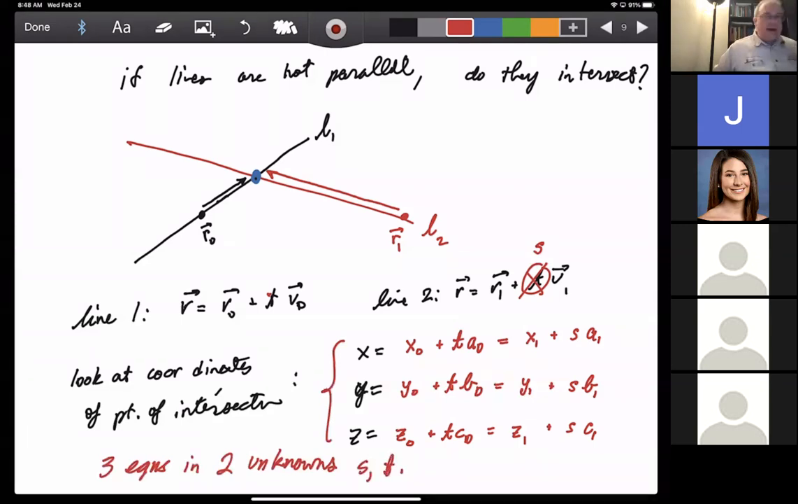Okay, so if that set of equations has a solution, then your lines intersect. If there's a solution to the set of equations, that means you can actually find the coordinates of this point of intersection. If there's no solution to the set of three equations, then you can't find this point of intersection and your lines don't intersect, in which case they are skew lines.